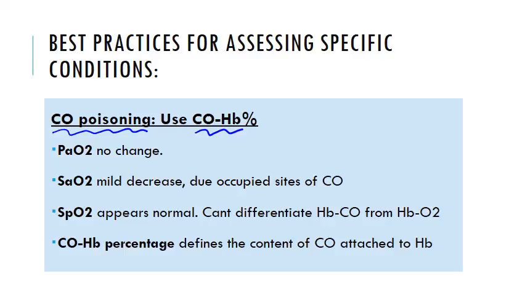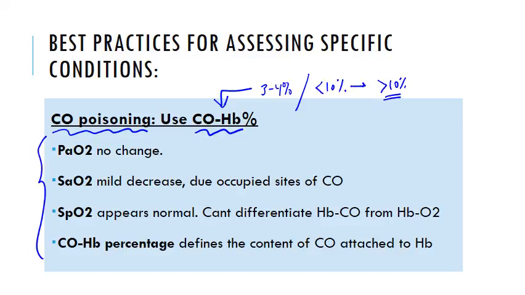The most accurate method in arterial testing is checking for the carboxyhemoglobin percentage measurement in the blood. In non-smokers, this can range from 3 to 4%. In smokers, this can range usually under 10%, and anything over 10% is usually where symptoms begin. What's interesting also is the limitations of the other types of oxygen assessments in the setting of CO poisoning.